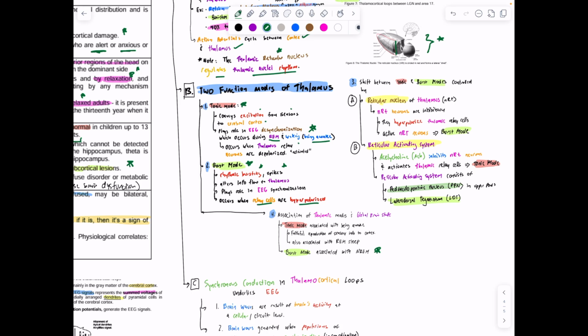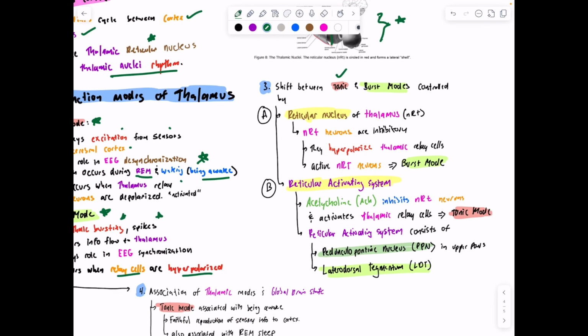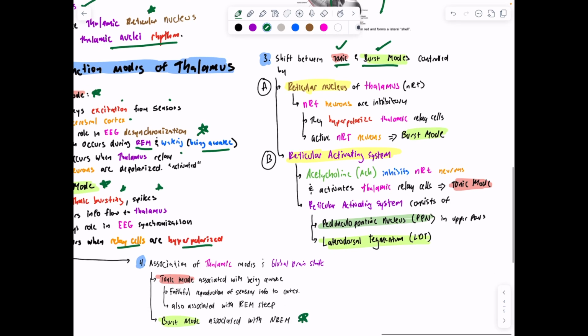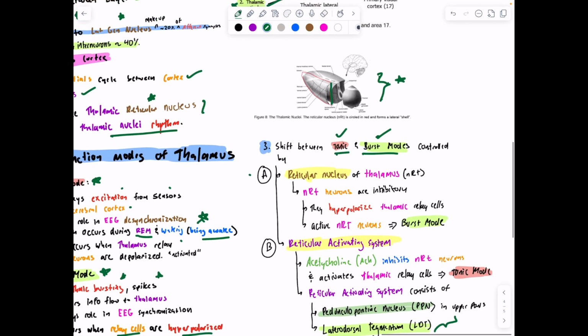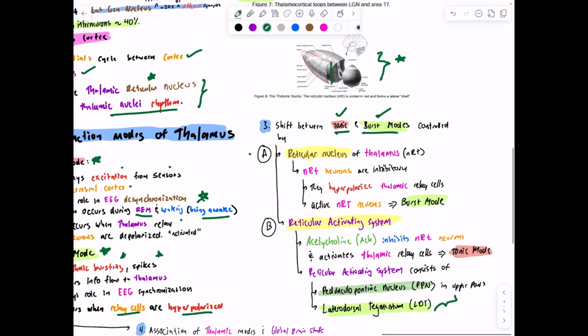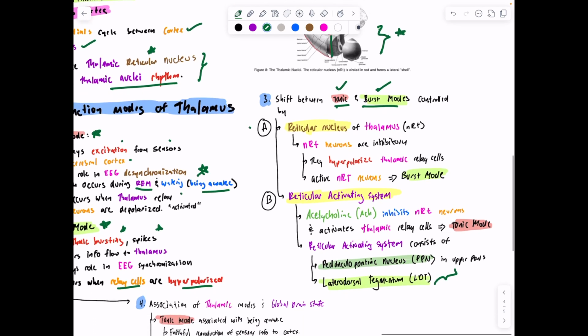All right, so tonic is associated with being awake, and rapid eye movement sleep is kind of like being awake but you're still in sleep, and then burst mode. The shift between these two modes, tonic and burst, awake and sleep, is controlled by the reticular nucleus of the thalamus and the reticular activating system, which is located in the brainstem. The reticular nucleus of the thalamus, well, we've already seen him, right? The thalamic reticular nucleus helps set up this thalamic nuclei rhythm, by which the other nuclei communicate with the rest of the cortex.